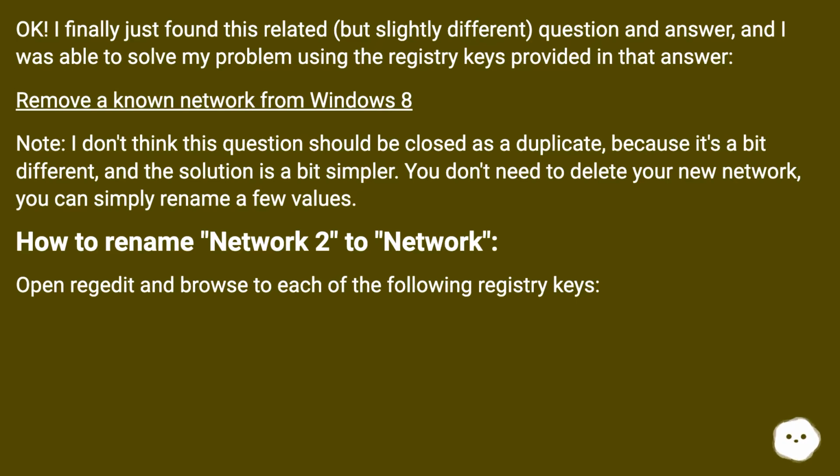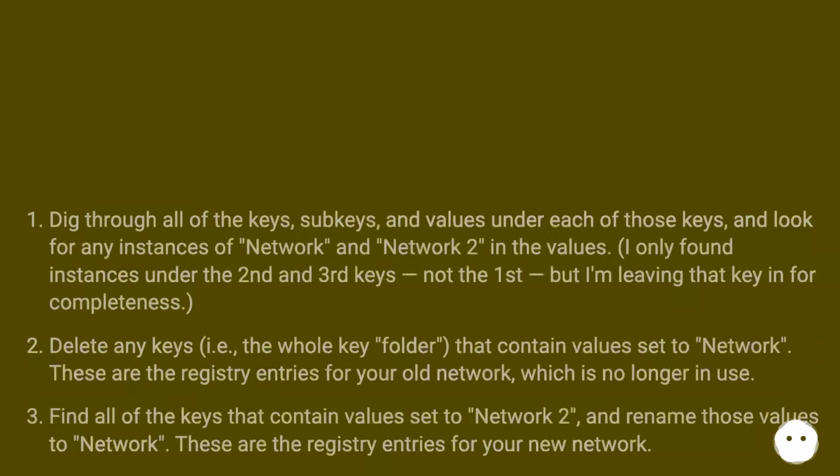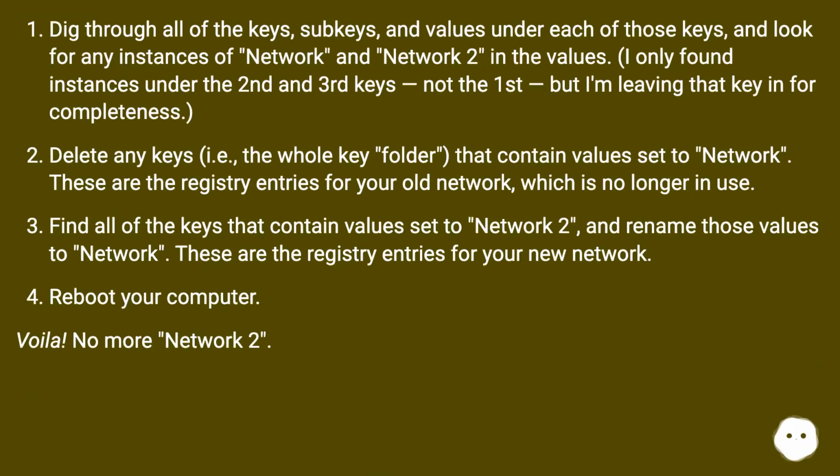Open regedit and browse to each of the following registry keys. Dig through all of the keys, subkeys, and values under each of those keys, and look for any instances of Network and Network 2 in the values. I only found instances under the second and third keys, not the first, but I'm leaving that key in for completeness. Delete any keys, i.e., the whole key folder, that contain values set to Network.